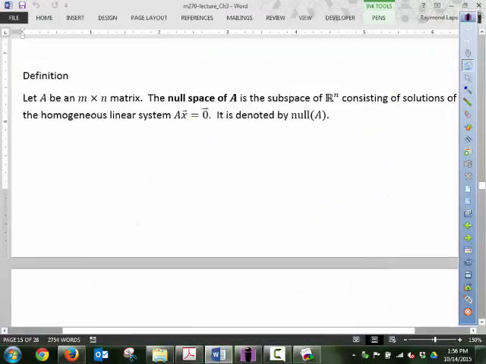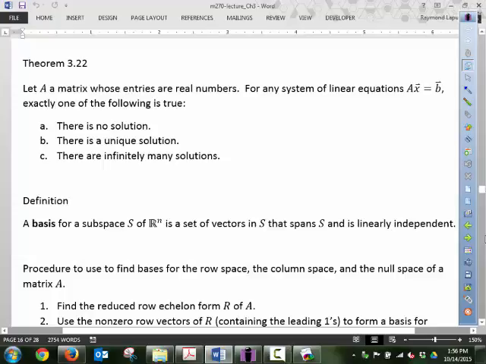All right. Now, I don't know what this is doing here. Matrix A whose entries are real numbers. Yeah. That might be important.